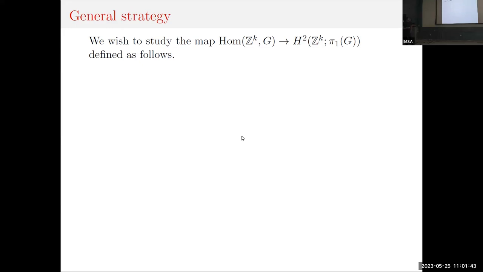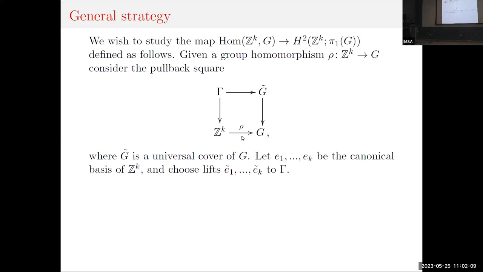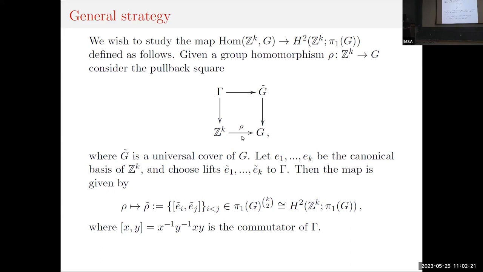So you can take a group homomorphism from Z^k into G and just associate with it a cohomology class on Z^k with coefficients in pi_1 of G. By the following procedure: you take a homomorphism and take the pullback along the universal cover of G, and just pick the canonical basis of Z^k, and fix a choice of lifts in the universal cover, and then the cocycle you get is just the commutators of each pair. And well, this is the commutator in the pullback. So it's really just choosing lifts, right? That almost commute, a lift on the universal cover.